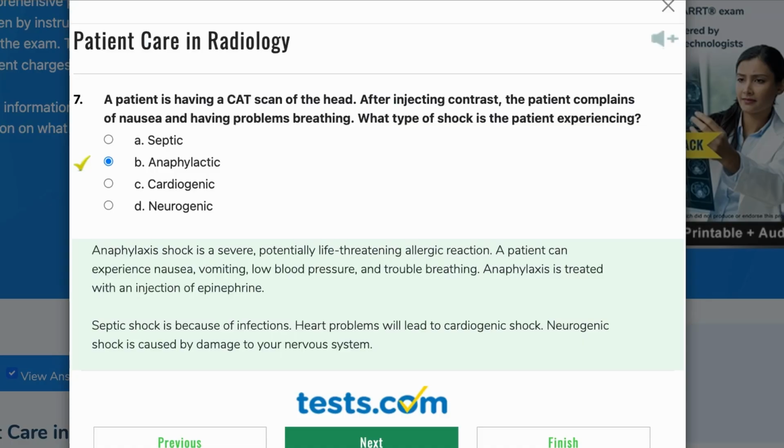Anaphylaxis shock is a severe, potentially life-threatening allergic reaction. A patient can experience nausea, vomiting, low blood pressure, and trouble breathing. Anaphylaxis is treated with an injection of epinephrine. Septic shock is because of infections. Heart problems will lead to cardiogenic shock. Neurogenic shock is caused by damage to your nervous system.